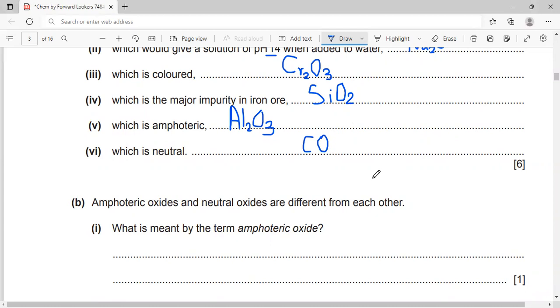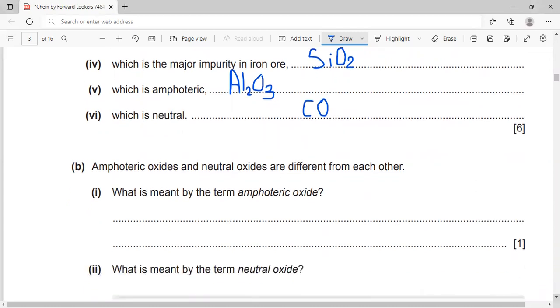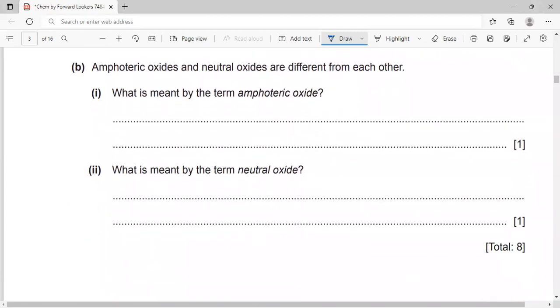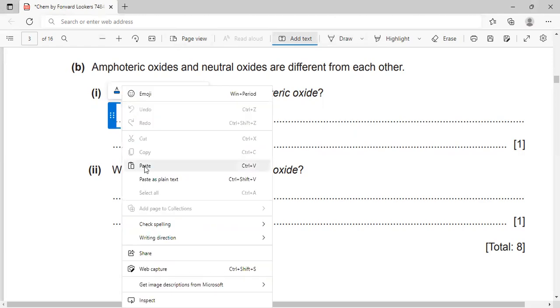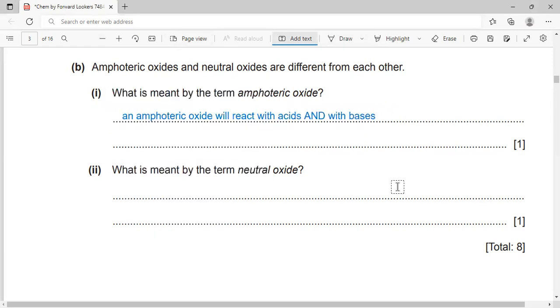Amphoteric oxides and neutral oxides are different from each other. What is meant by the term amphoteric oxide? An amphoteric oxide will react with an acid and with bases. That is how it is. In other words, an amphoteric oxide will react with acids and with bases.